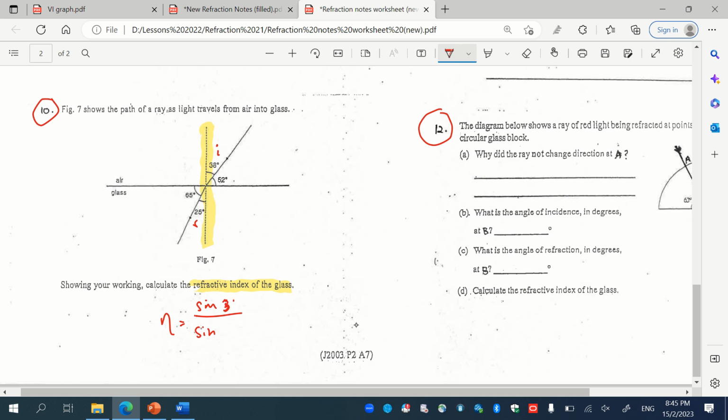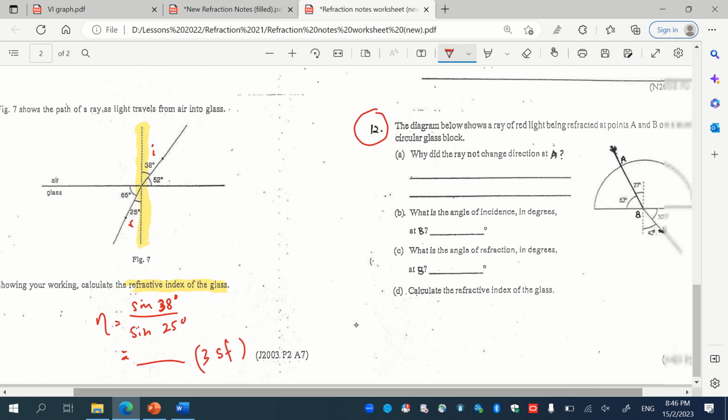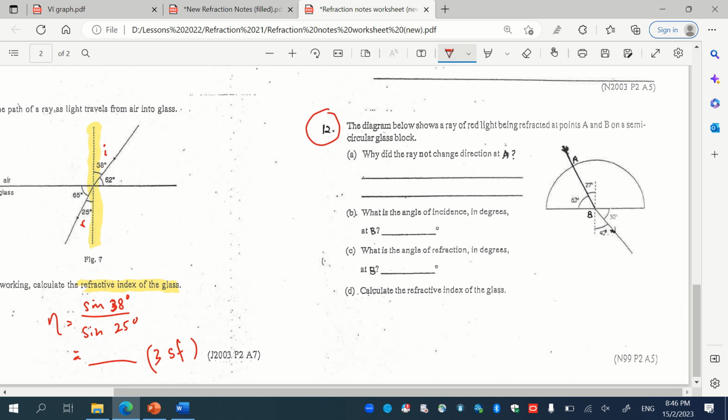Okay, sine 38 degree over sine 25 degree. Press your calculator. Answer must be in 3 significant figure. Okay, I leave that to you. Go and do it yourself. All right. Now, this question 12.